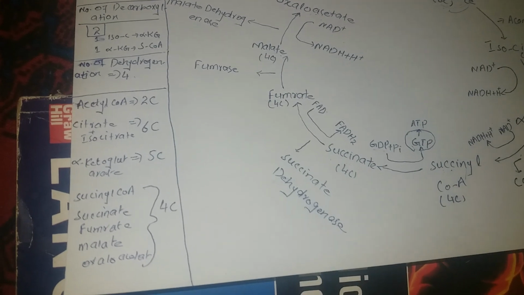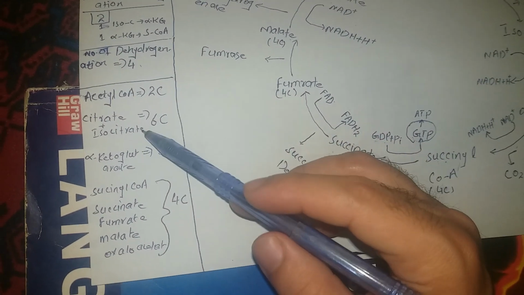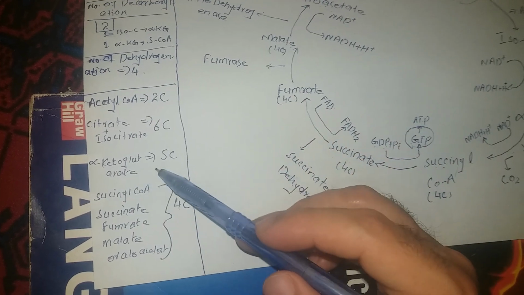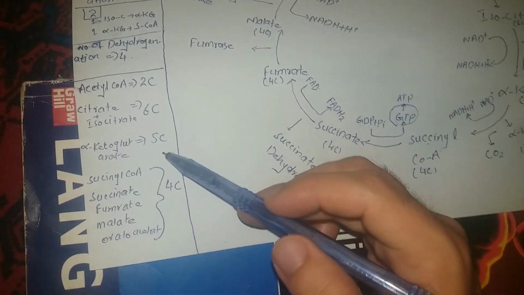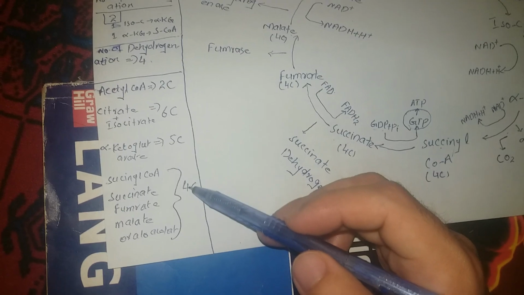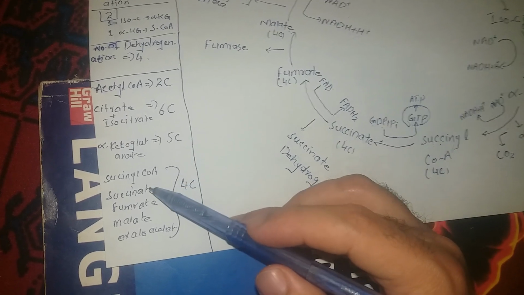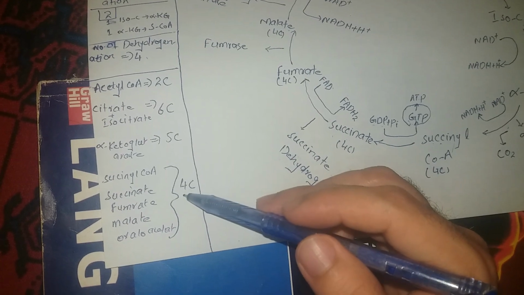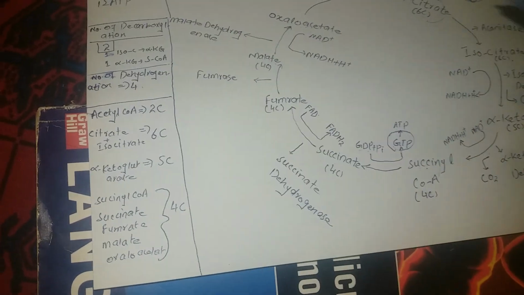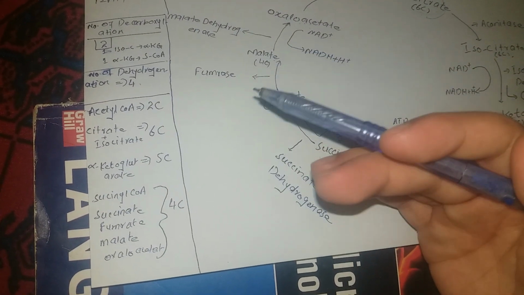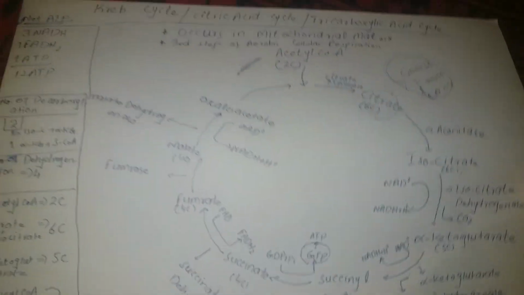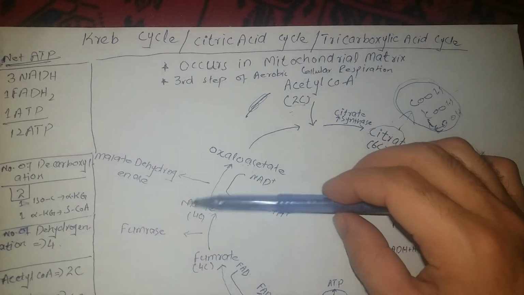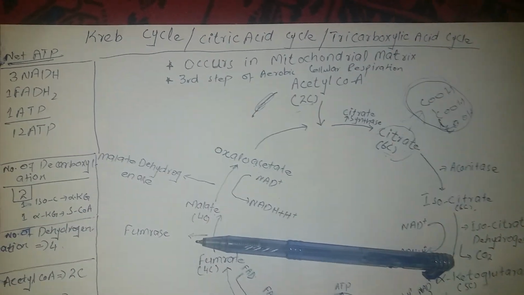The number of carbons in acetyl-CoA is 2. The number of carbons in citrate and isocitrate is 6, and the number of carbons in alpha-ketoglutarate is 5. 4 carbons are present in succinyl-CoA, succinate, fumarate, malate, and oxaloacetate. So all these compounds contain 4 carbon atoms. So that was our Krebs cycle. It will be followed by the electron transport chain, and it was the third step of aerobic cellular respiration. In the next lecture we will study the electron transport chain.